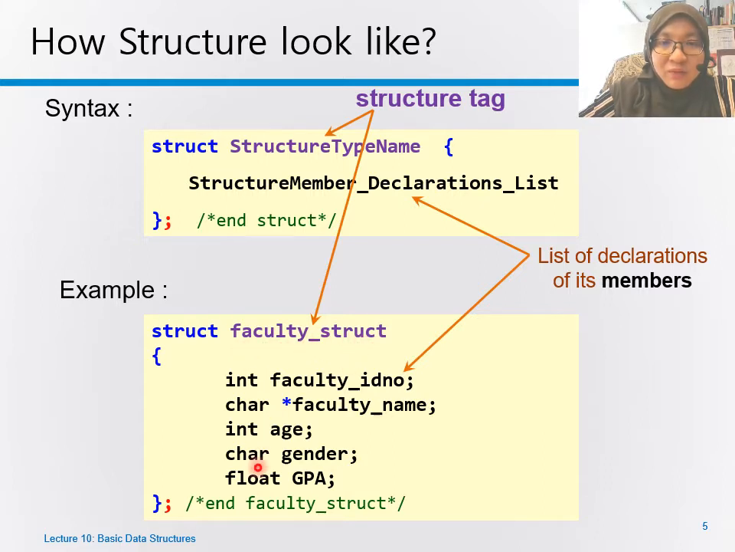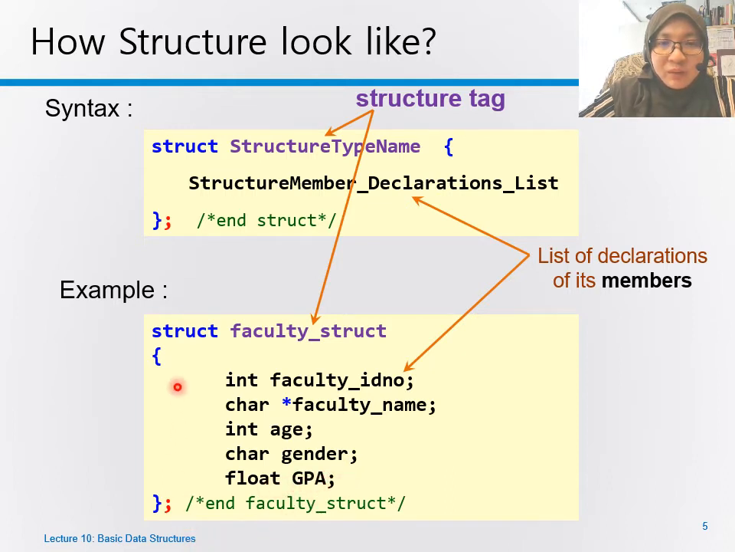You have 5 variables with various data types. You have an integer faculty ID number, a character faculty name, which you specify as a pointer, an integer age, a character gender, and a float or double GPA.